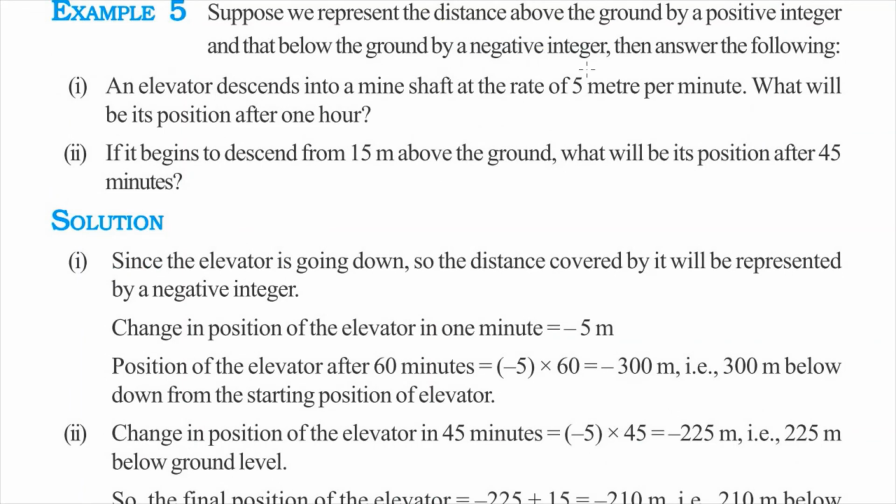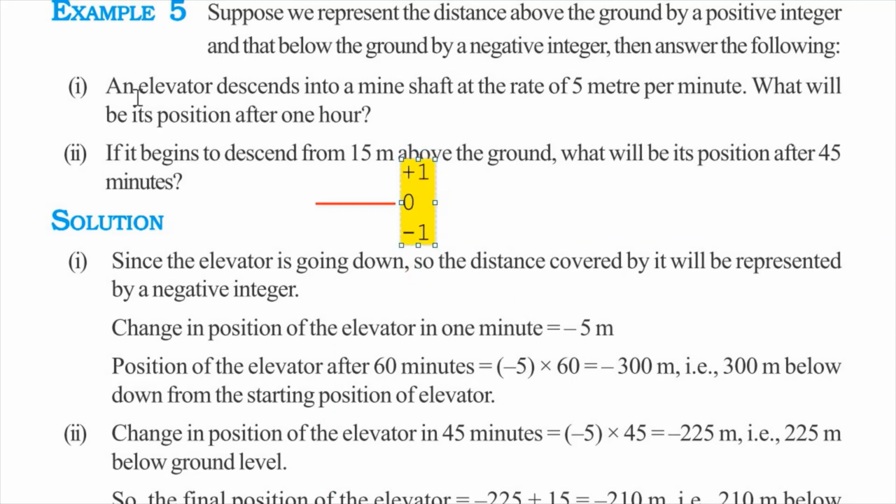Suppose we represent the distance above the ground by a positive integer and below the ground by a negative integer. So assume that this is the ground, and whatever is above it is positive and whatever is below it is negative. This is ground level. Let us assume ground level is 0.